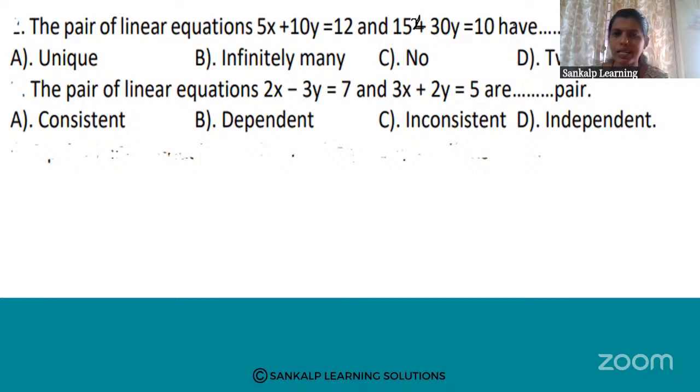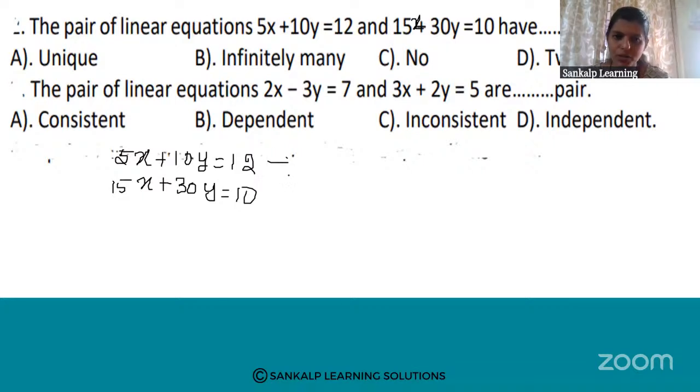15x plus 30y is equal to 10. Have no solutions. What happens if we do this? We need to check. 5x, when you compare the ratios, which result you will get, that we will check. 15x plus 30y is equal to 10. This is equation number 1 and this is equation number 2.